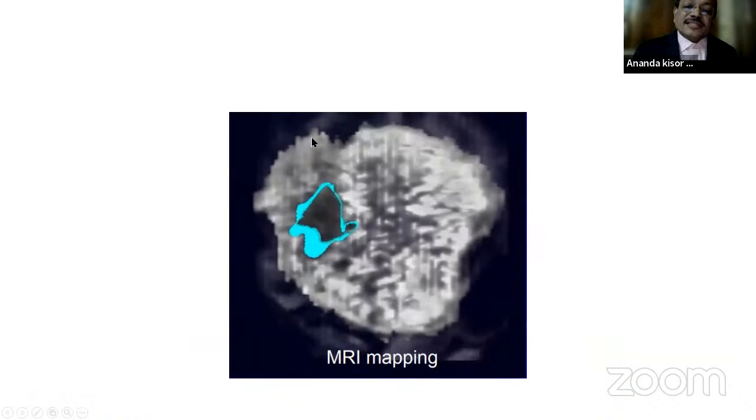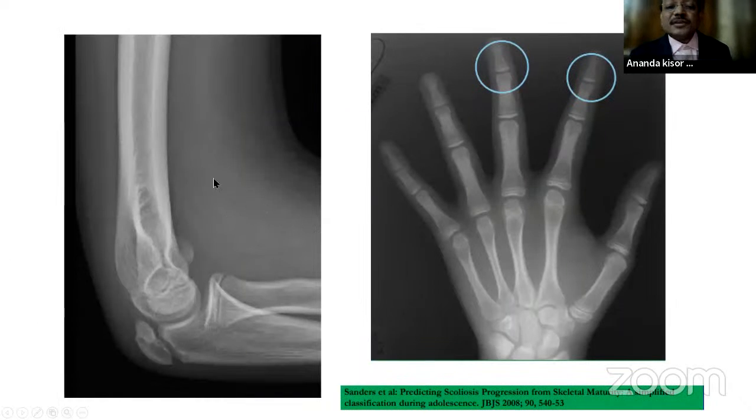Now, MRI mapping is extremely important because that area should be properly curated. MRI mapping can be done in this manner. As you can see here, this part of the physis is affected by a bar. Another thing is that two radiographs are required to ensure that 2 years of growth is remaining. This is a lateral radiograph to see the proximal ulnar epiphysis, and this is the radiograph of the phalanges. As Sanders et al. have highlighted, if these physes are open, that means 2 years of growth is remaining.